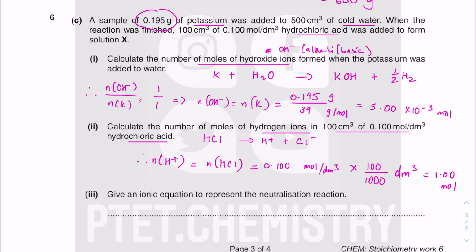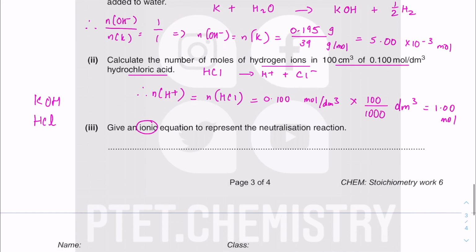Now give an ionic equation to represent the neutralization reaction. Even though it's between hydrochloric acid, which is HCl, and potassium hydroxide, which is KOH, they are specifically asking for ionic. We did ionic equations many lessons ago, and you should know that a neutralization reaction is between H plus aqueous plus OH minus aqueous, giving you H2O liquid, because this is your acid, this is your alkali or your base, this is your water.